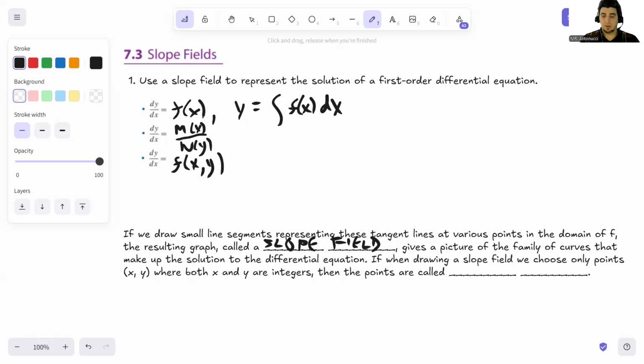And when drawing a slope field, if we choose only points x comma y where both x and y are integers, then we call those points lattice points.